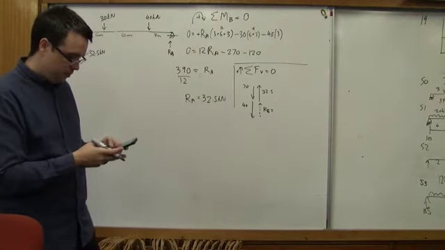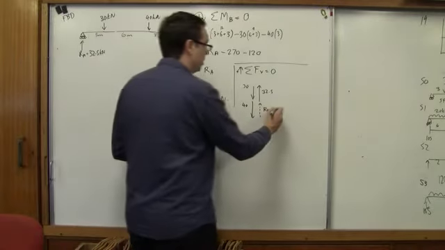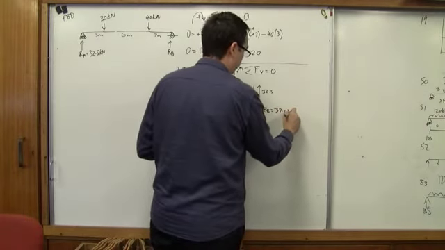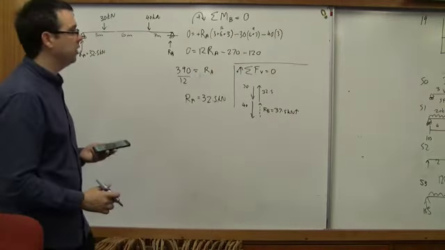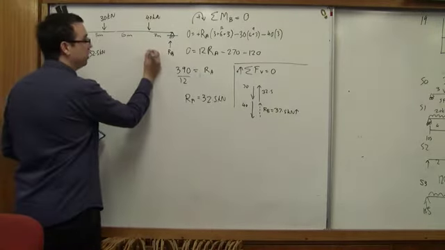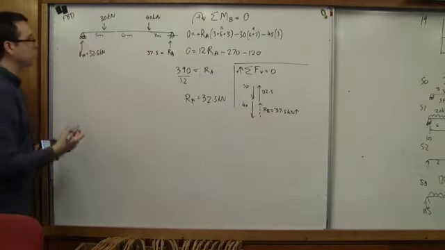Okay. Yep, that's right. 70 minus the answer equals 37.5 kilonewtons up. I find that when I write it this way, I'm much less likely to get mistakes. So I'm going to write this as 37.5 equals RB. Now that I've got that, I'm now going to draw my shear force diagram.